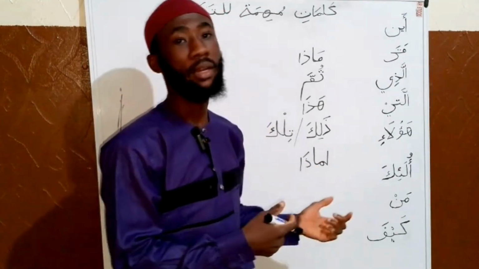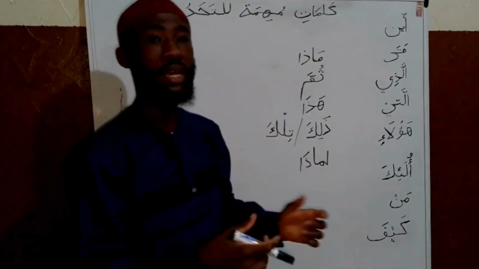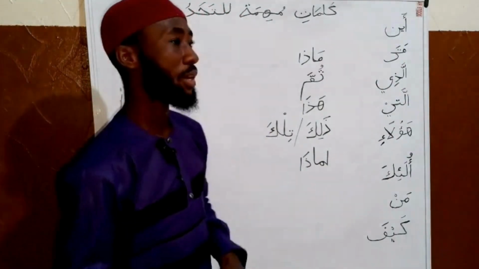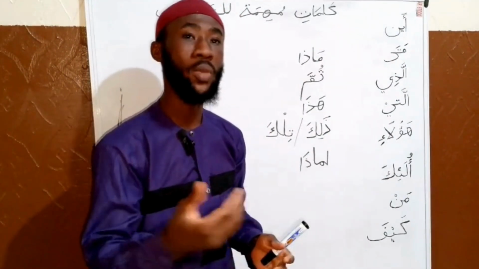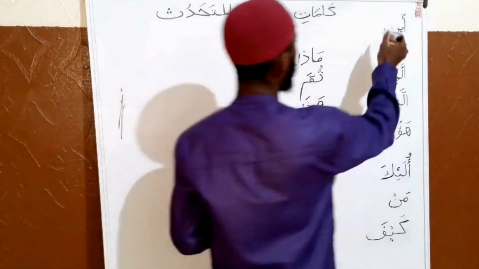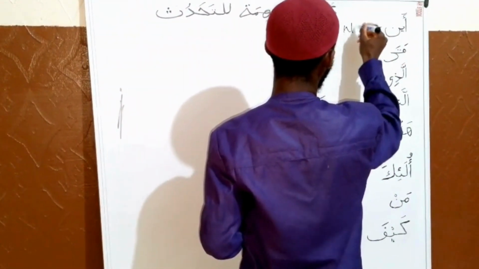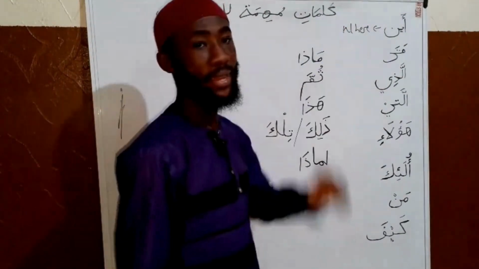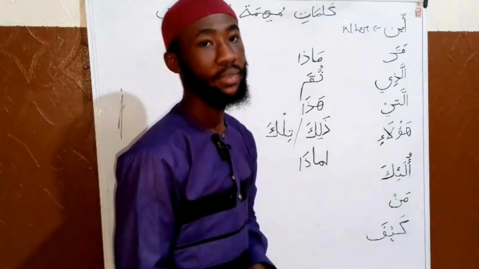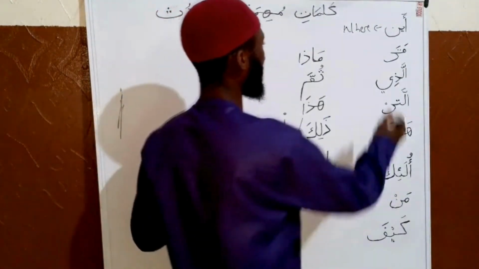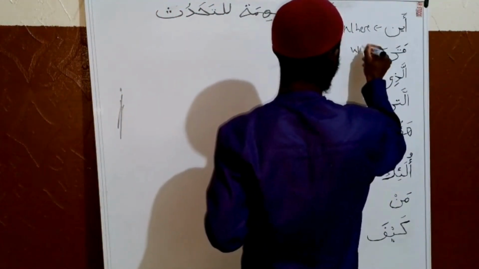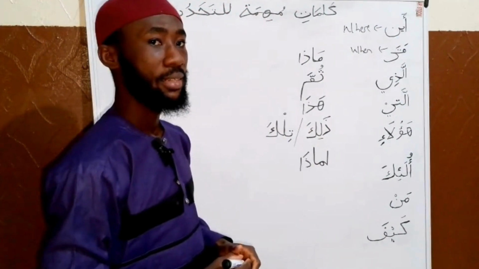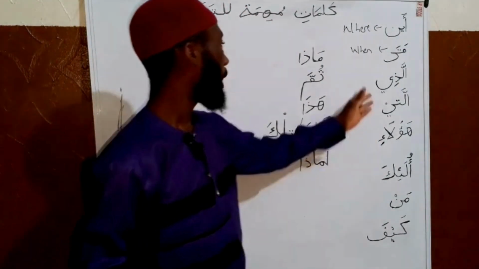Now, the first kalima we have is aina. Aina means where. Then we have mata. Mata means when. Then we have alladhi.